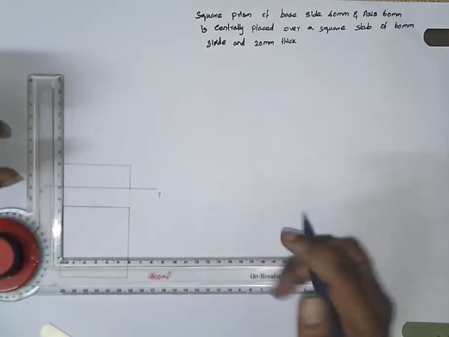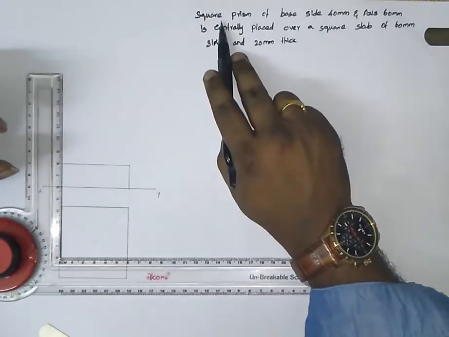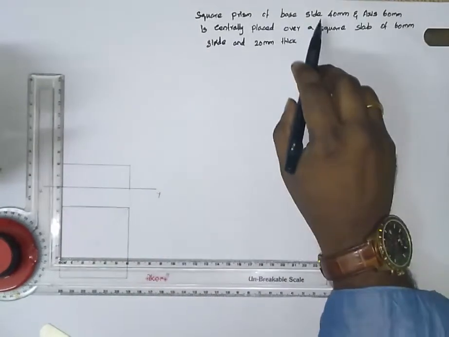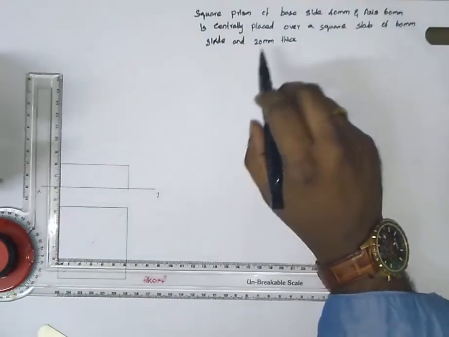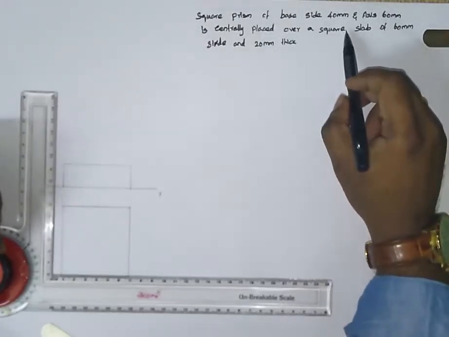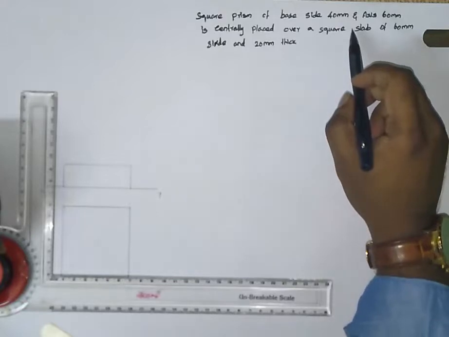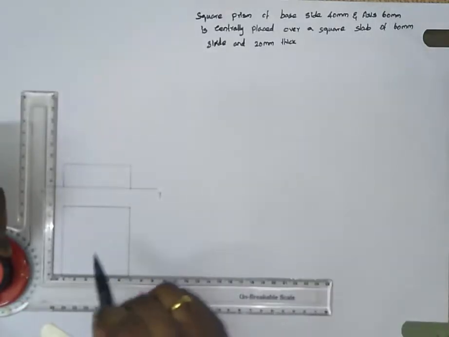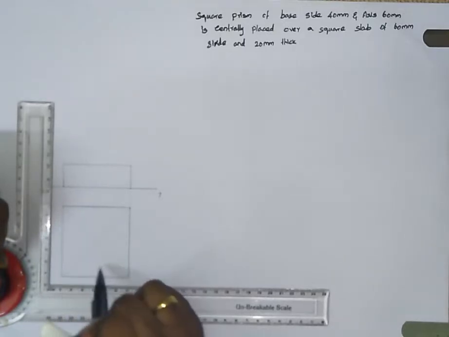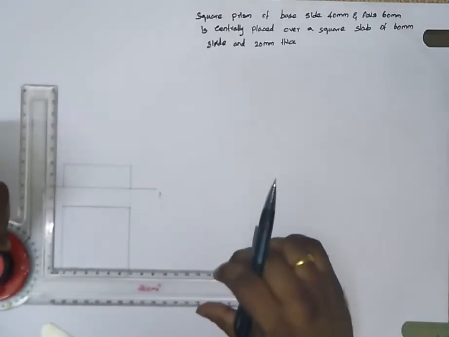Okay, now you have to draw the top view of this square prism. In the top view the side is 40 mm. Now it is 60 mm, this is 40 mm. So the difference is 20 mm, which means you have to draw another square like this. Let me draw and explain.